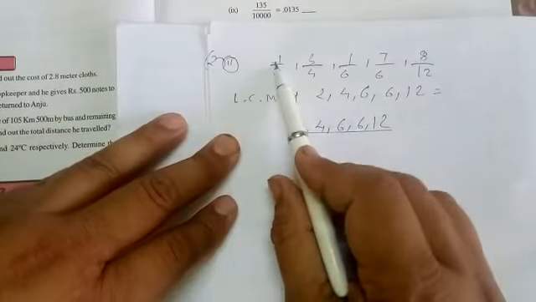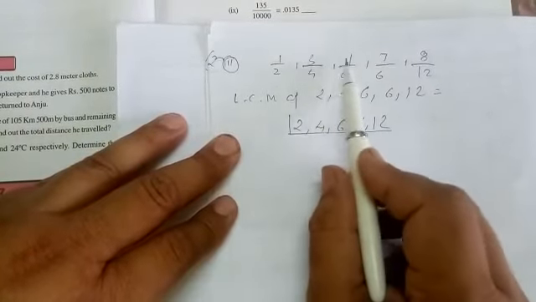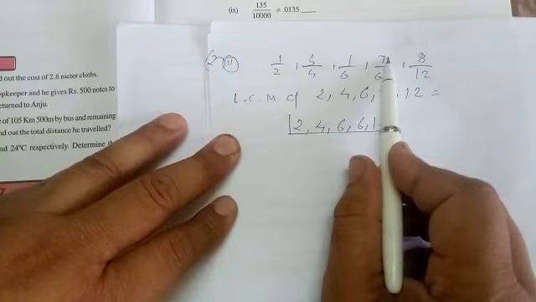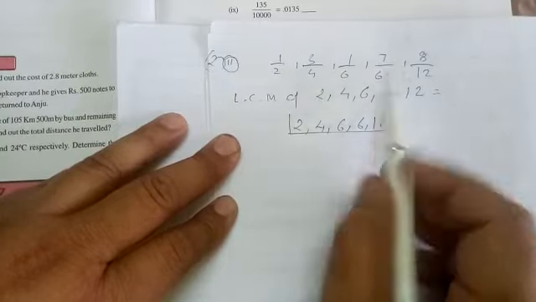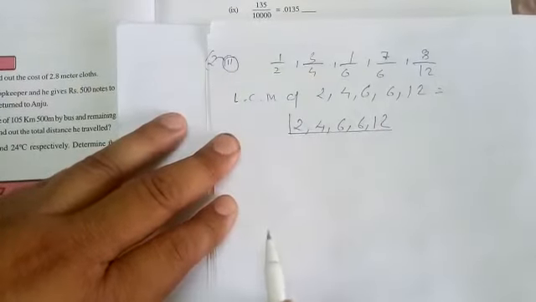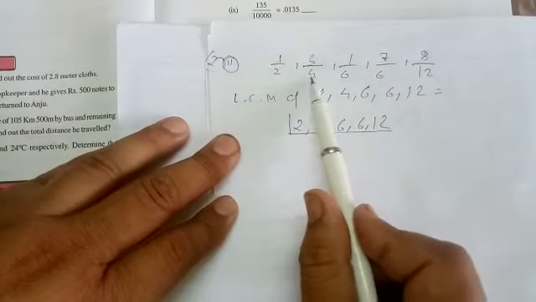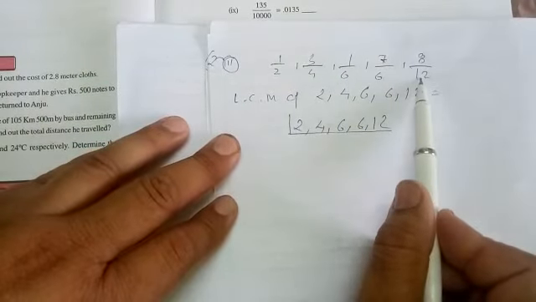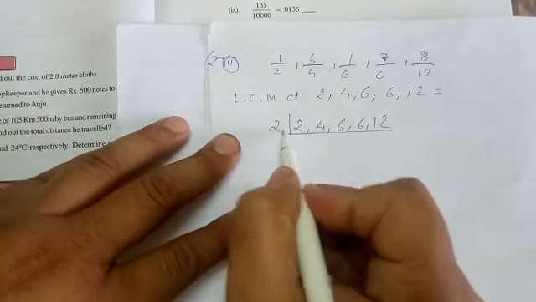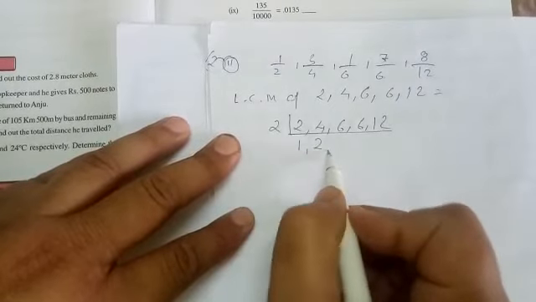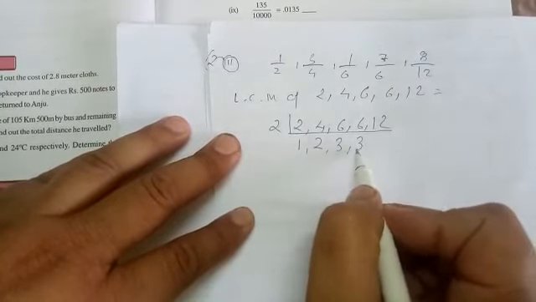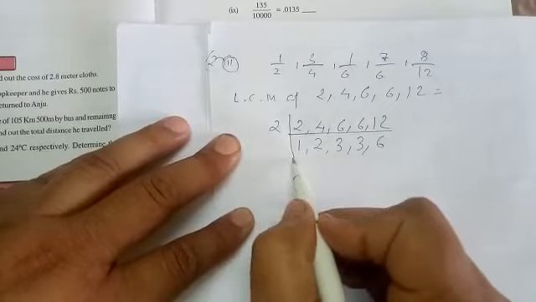Now the second question is 1 upon 2, 3 upon 4, 1 upon 6, 7 upon 6, 8 upon 12. We have to find the LCM of 2, 4, 6, 6 and 12. It will go in the table of 2. 2 ones are 2, 2 twos are 4, 2 threes are 6, 2 threes are 6, 2 sixes are 12.